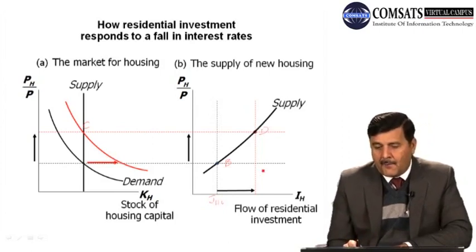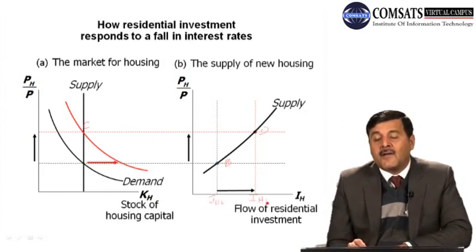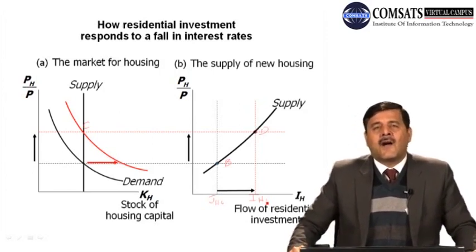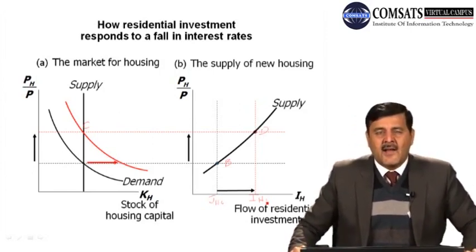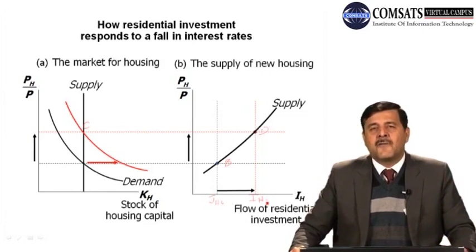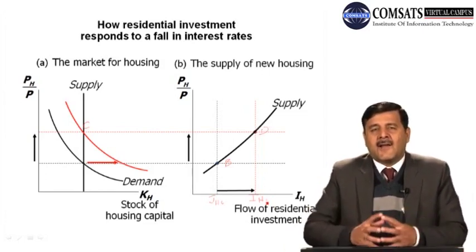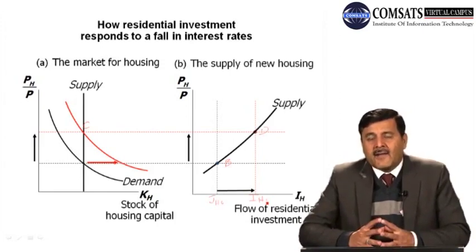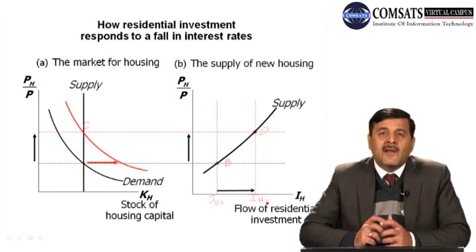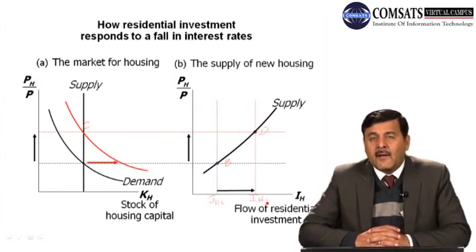So investment will go up from IH0 to IH1, and we get another point D. If we combine these two points B and D, we will get a supply curve of housing: how many houses are being supplied at different price levels in the country and the economy. And this is how we can determine the flow of residential investment. So the conclusion is that the supply of housing, or residential investment, depends on the relative price of housing. And further, the relative prices of housing are determined by the market for housing, with the demand and supply of housing, right?